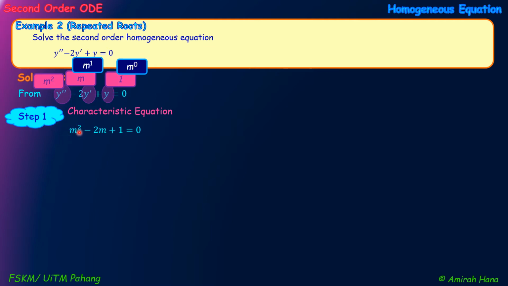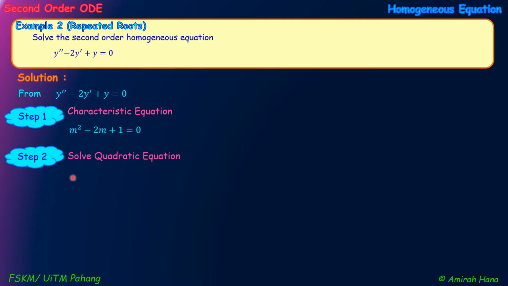So we get m squared minus 2m plus 1 equals 0. This is the characteristic equation, and it has degree 2, so it is also a quadratic equation. After that, we continue with step 2, solve the quadratic equation.